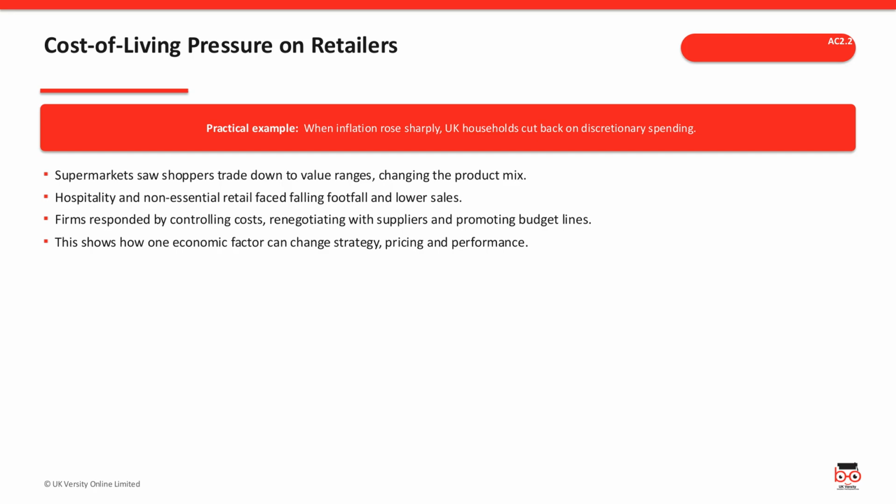Here's that in action. When inflation shot up recently, UK households started reining in their spending. Supermarkets watched shoppers trade down to value ranges, which changed the whole product mix on the shelves. Hospitality and non-essential retail saw footfall and sales fall away. Firms fought back by controlling costs, renegotiating with suppliers, and pushing their budget lines. It's a neat illustration of how a single economic factor can reshape strategy, pricing, and performance all at once.